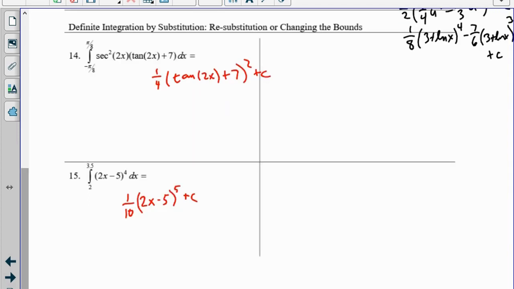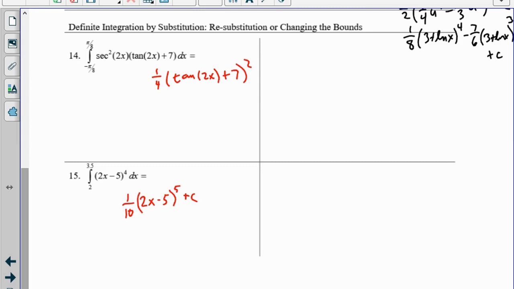So we're going to do definite integration when we have to use substitution. I'm going to show you two different methods for this. Notice that in 14 and 15, I'm using problems that we did yesterday, so that'll save us a little bit of time. So when we integrate 14, we get 1/4 tangent 2x plus 7, the quantity squared. Now, when we do definite integration, obviously we don't need the bounds on c, or the plus c there.